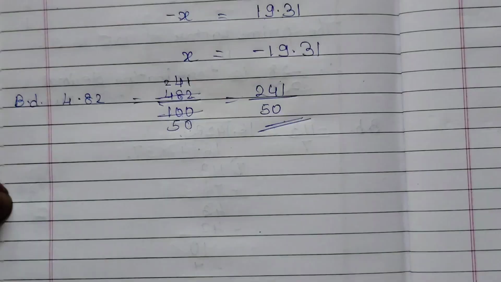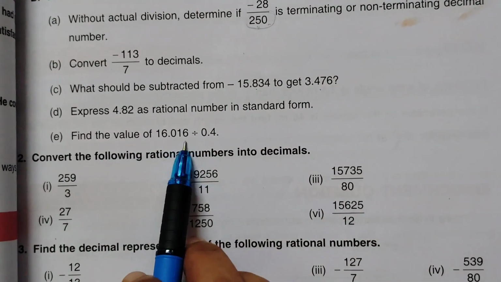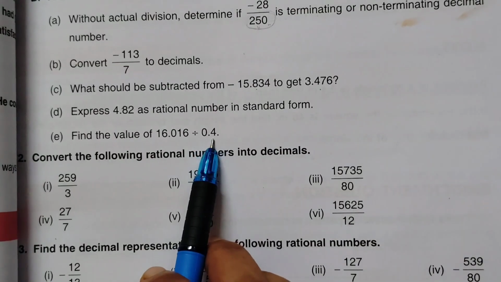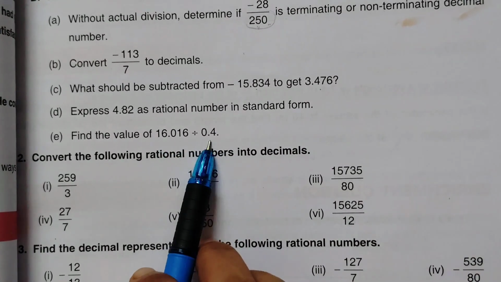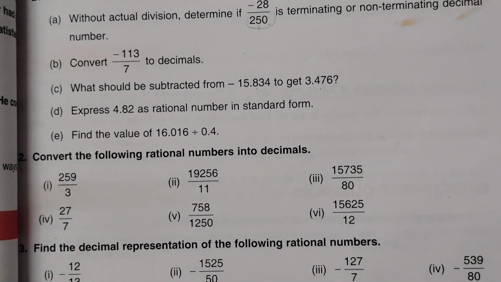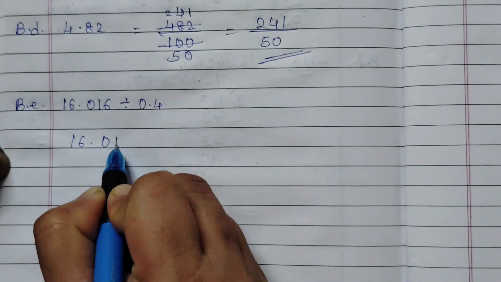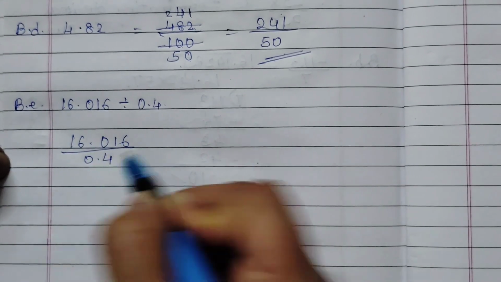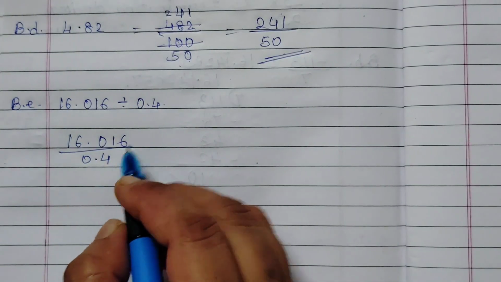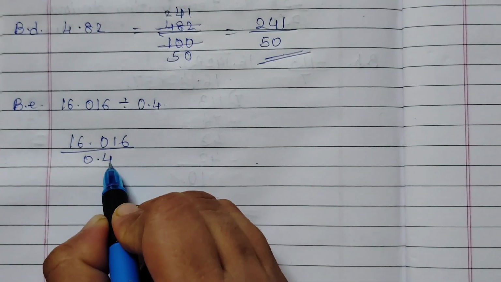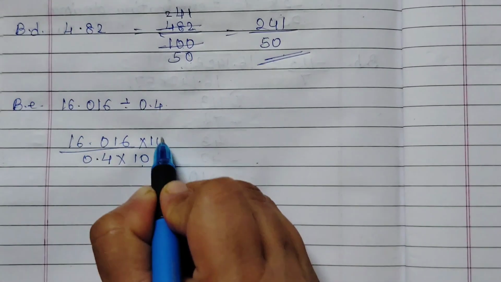Okay. Now next question. Find the value of 16.016 divided by 0.4. Both are in decimals. So we have to find the value, the quotient. Okay. So let's start. So I wrote the question, 16.016 divided by 0.4. Now before dividing we have to remove this point from the denominator. So after the point how many numbers are there? 1. So we are going to multiply by 1 zero only, that is 10. So the numerator also we will multiply by 10.